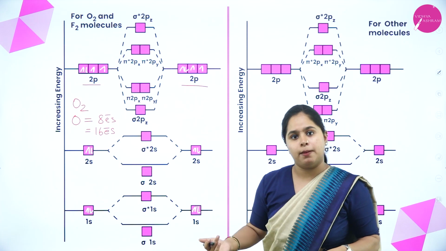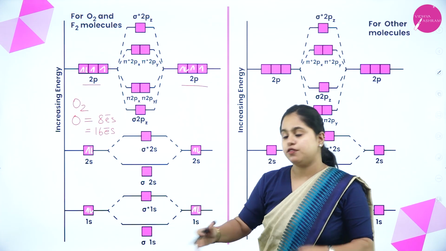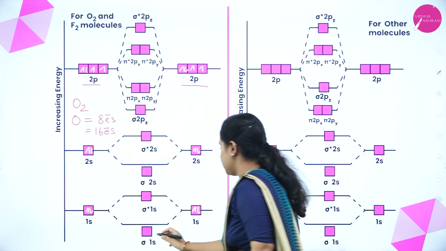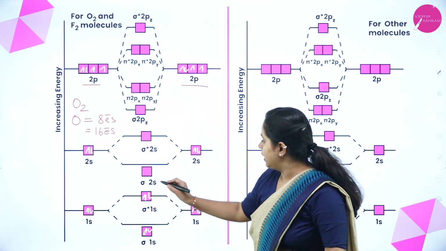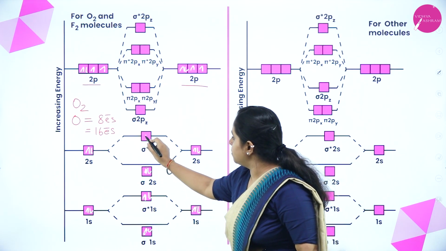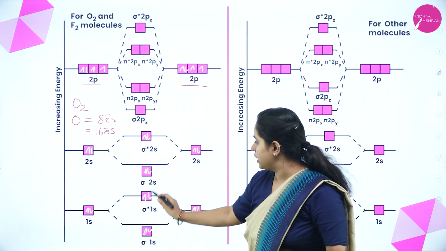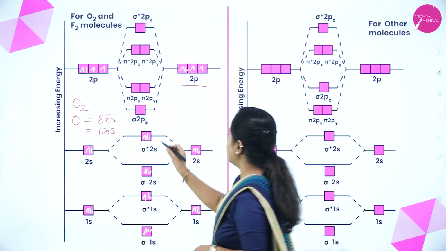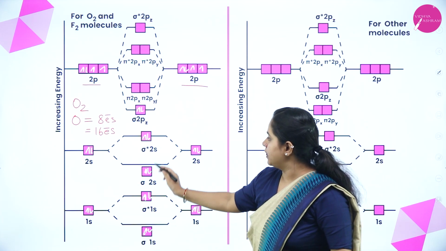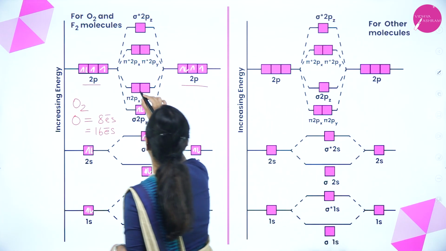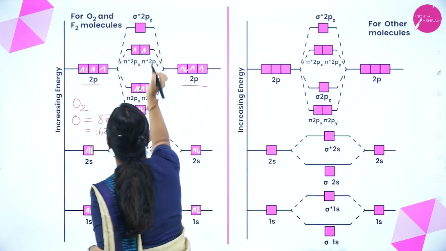Now, these two atomic orbitals combine and form two molecular orbitals. First it fills sigma 1s, then sigma star 1s, then sigma 2s, sigma star 2s. A total of 16 electrons is to be filled. So 1, 2, 3, 4, 5, 6, 7, 8. Then it fills sigma 2pz, so 9, 10. Then it fills the pi orbitals, 11, 12, 13, 14, and it singly fills.